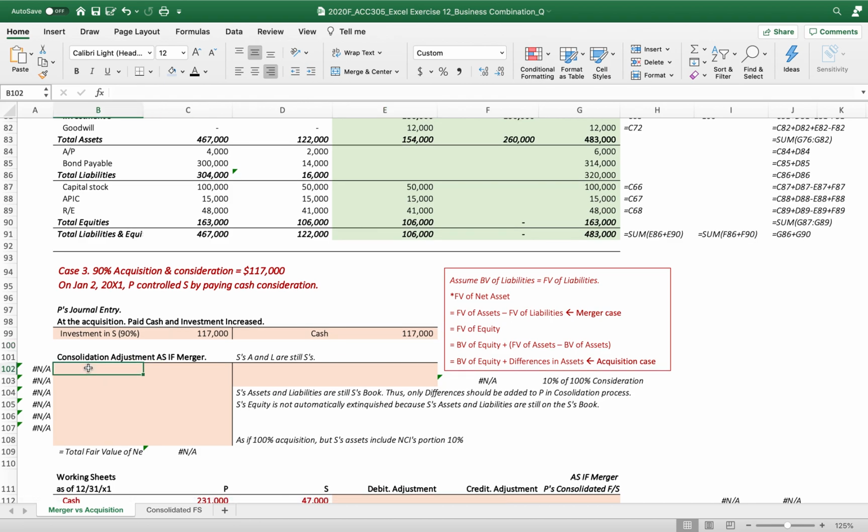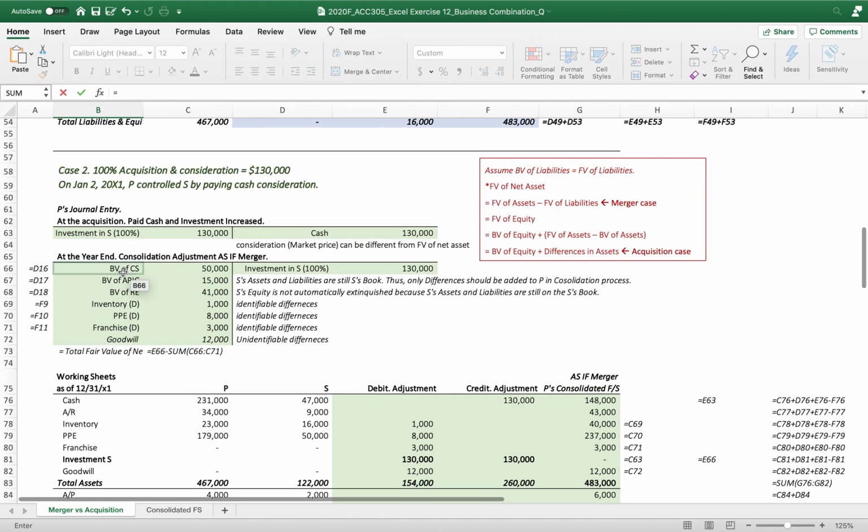Now the consolidated procedure for the adjustment is as if merger. Why? Because the P company has the majority of the control power by purchasing 90%, which is greater than 50%. But the company also has a responsibility to present the portion of the rest amount of control power, which is 10%, as the non-controlling interest, the account in the equity section. So we use the same name of account from there.